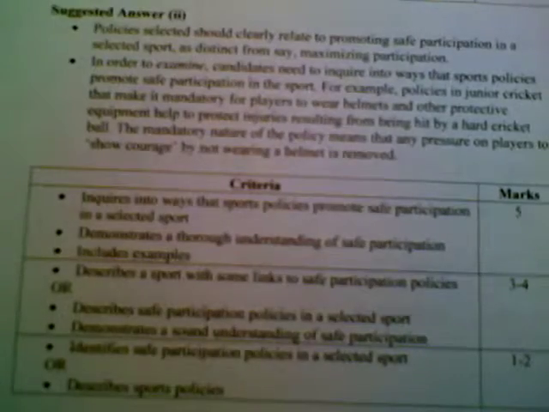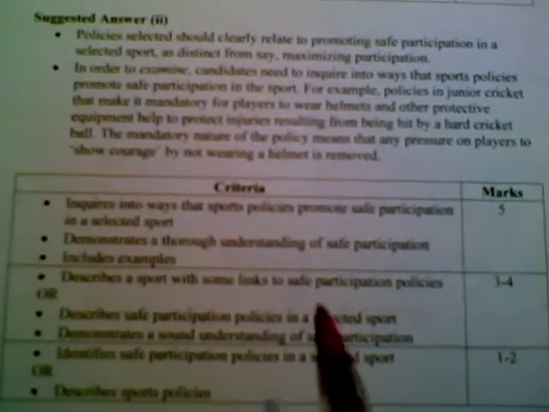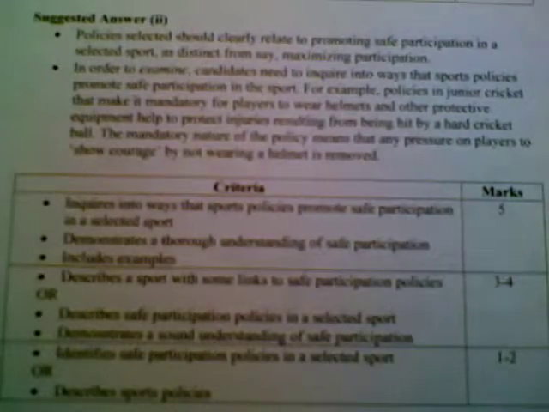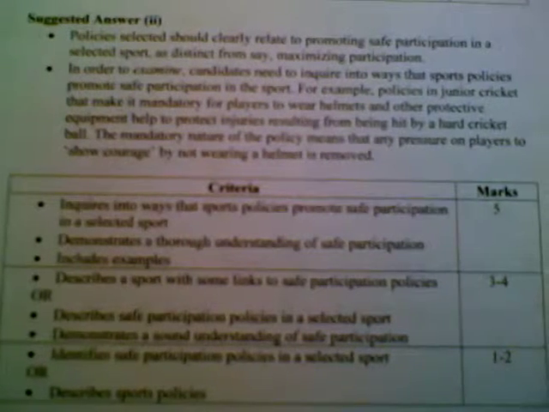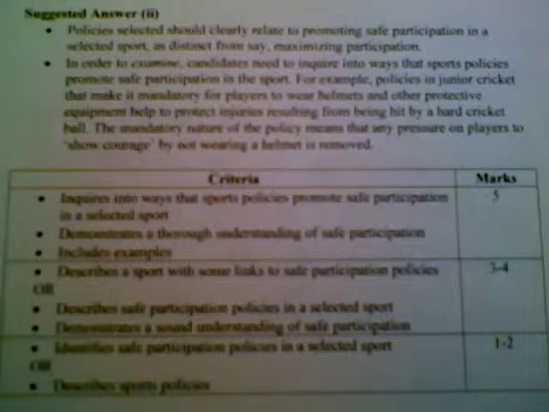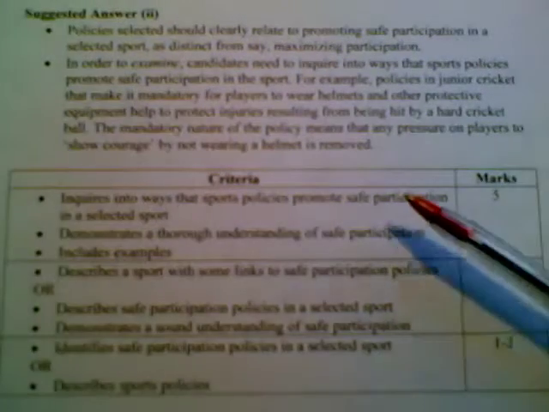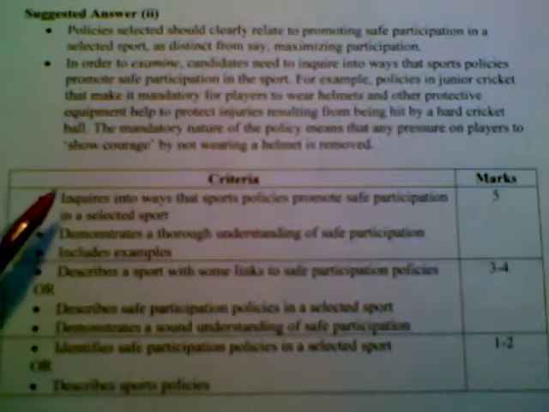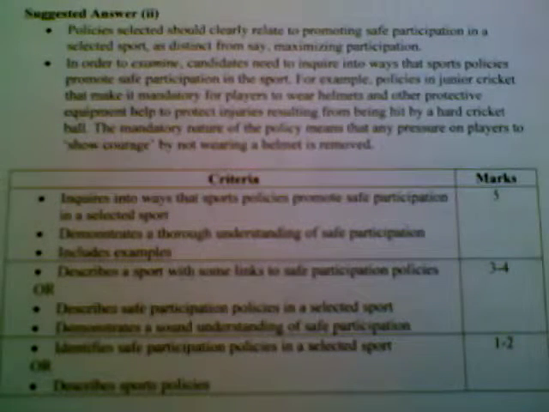Now, looking at the marking guidelines, you can clearly see that the policies need to relate to promoting safe participation in a sport as opposed to maximising participation. So it's about safety. Therefore your policies must be rules specifically designed to assist or aid a player's safety. To get the full 5 out of 5, you need to inquire into ways that sports policies promote safe participation in your particular sport. So by inquiring, you are showing how.